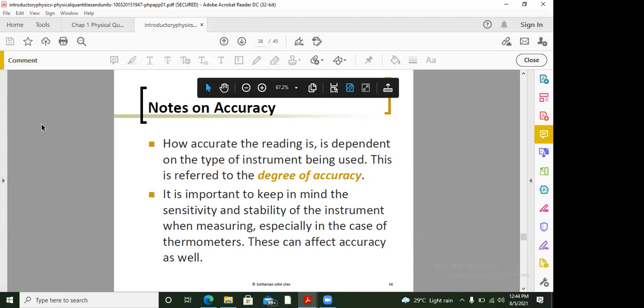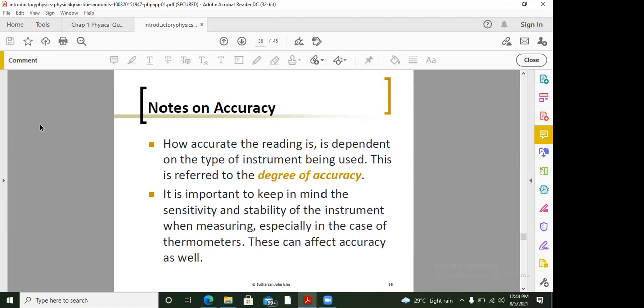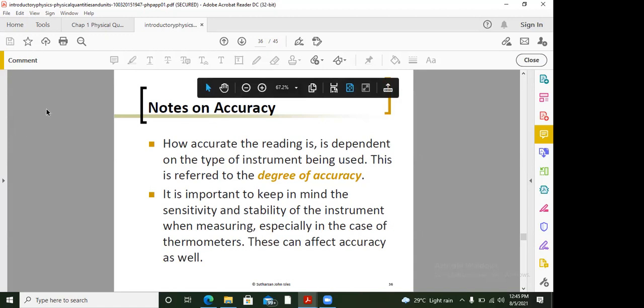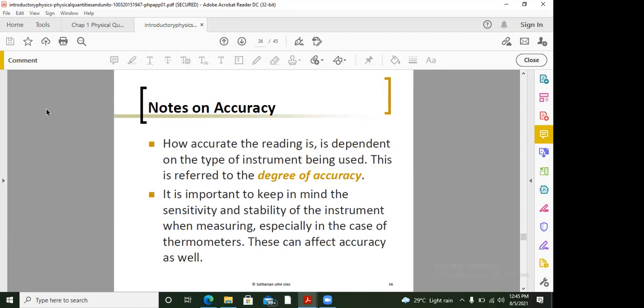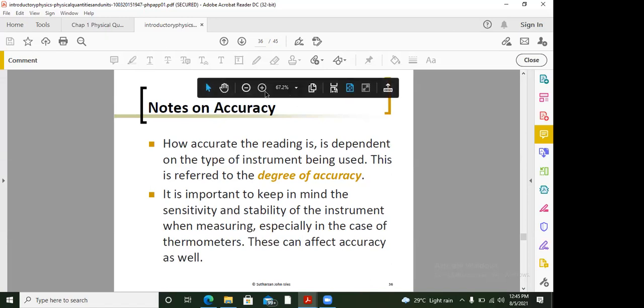I can't measure the thickness of a paper with my centimeter scale. Can I measure it? What do you think? Can I measure the thickness of paper? We can't, because it is quite thin. So we have to take an instrument which can easily measure the thickness of a piece of paper. We have to keep in mind which instrument is appropriate for measuring.